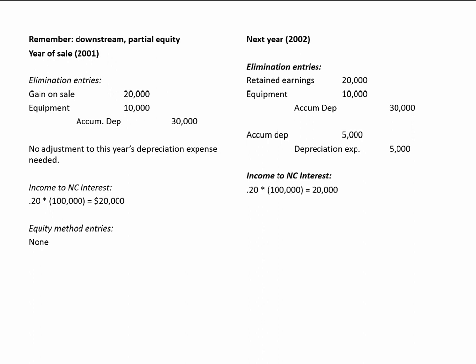The income to the non-controlling shareholders, again, this has no bearing on the non-controlling shareholders. They simply get their share of Little's reported earnings. And likewise with the equity method entries. Nothing going on as far as this intercompany transaction is concerned.